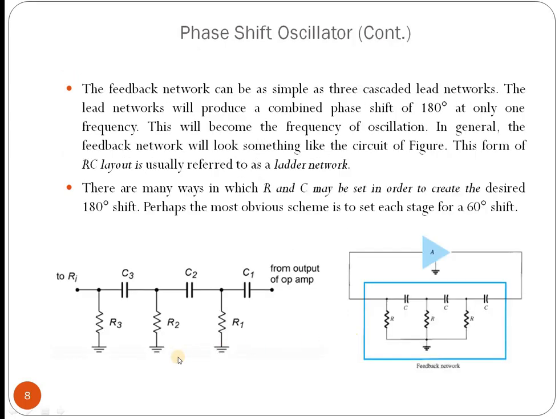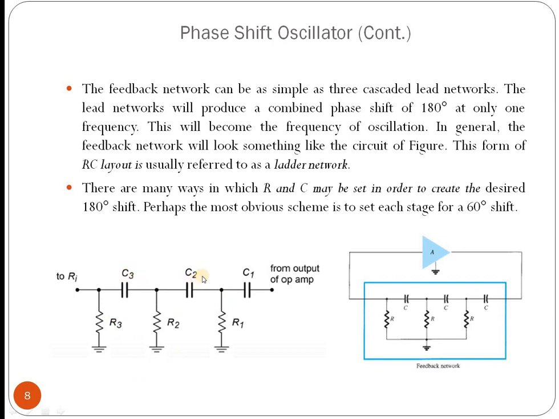So for a phase shift oscillator, we need to create a 180 degree phase shift in its feedback path. How can we create that path? It is very easy. If we use the RC network in the phase shift path, then we can combine the phase shift of 180 degrees. You can see from here, this is called an RC network or a ladder network.